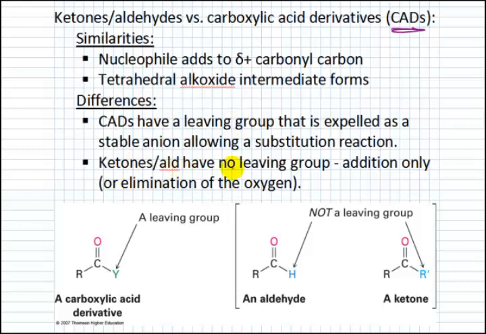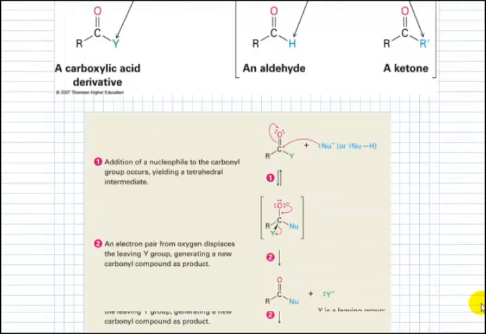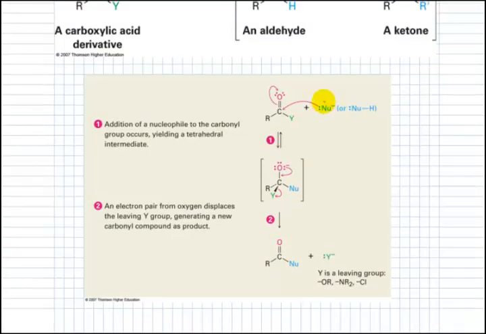A ketone or aldehyde has no leaving group. We can only do addition. We could possibly do elimination of the oxygen as water. We saw that in some of the reactions, but we have no other leaving group present. So the carboxylic acid derivative has the leaving group. Here's the mechanism, like we saw before. Nucleophile adds, we have a tetrahedral intermediate. The O- comes back down, kicks out the leaving group, and we have a net substitution that's occurred.